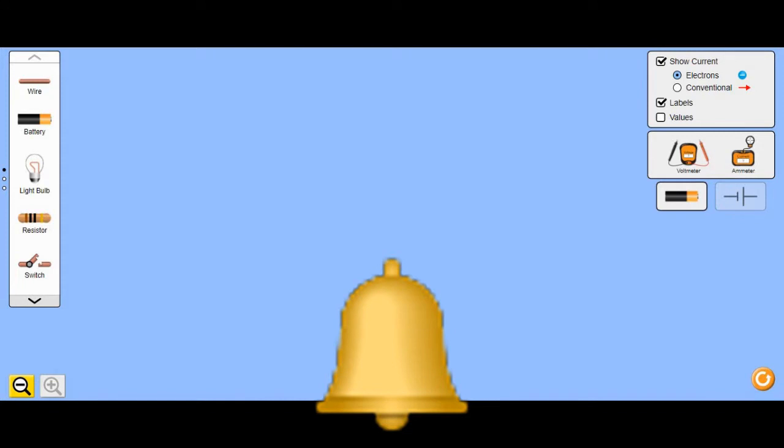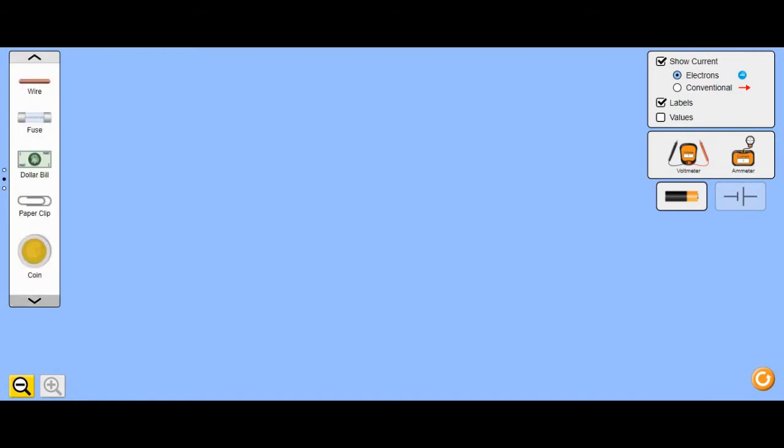Now let's start our lesson. You can see on my screen there is a wire, battery, light, resistor, switch. On the left hand side there are lots of things: paper clip, pencils, even hand, dog, and many other things. You can just get them from here by scrolling up and down. On the right hand side you can see there are voltmeter, ammeters, and many other things.